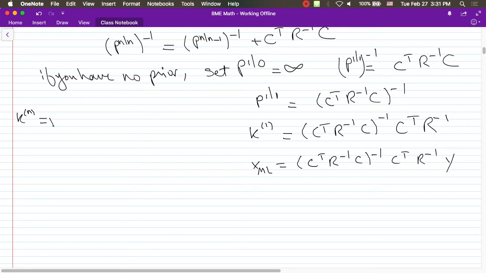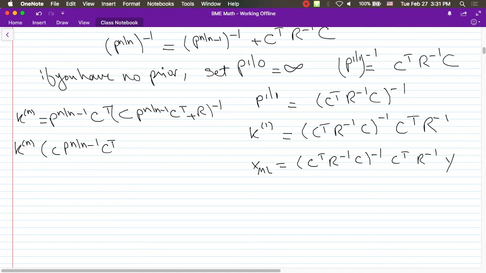K of n is P of n given n minus 1, C transpose, times C P of n given n minus 1 C transpose plus R, inverse. So this is our equation for the Kalman filter. Let me multiply both sides of this so that I move the inverse to the other side. All I did is move the inverse to the other side. I'm going to multiply both sides by an R minus 1.